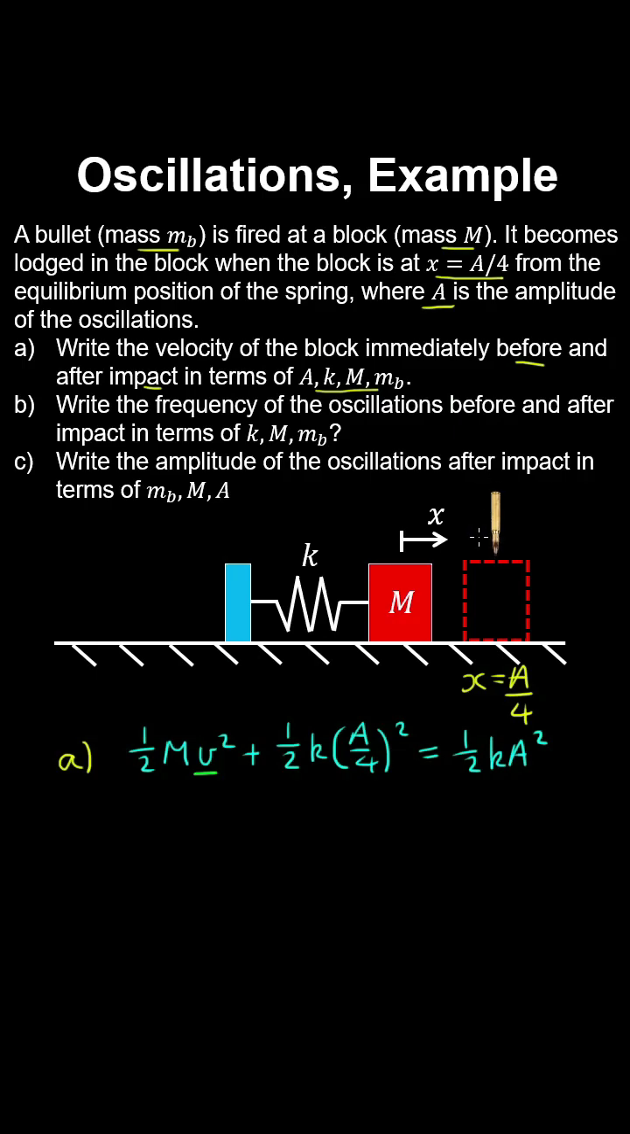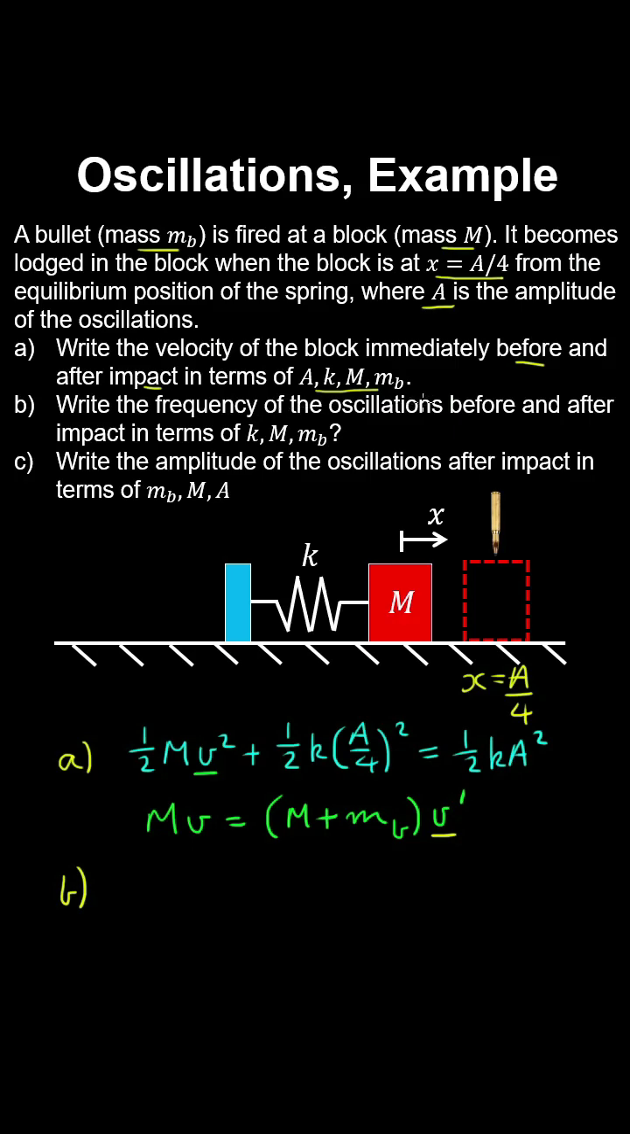Now after impact, if we isolate the entire system, the bullet does not contribute to the horizontal angular momentum of the system, and the entire system is not subjected to an external horizontal force. So therefore, the momentum of the block is equal to the momentum of the system with the bullet lodged in the block. And you can solve for the velocity after impact.